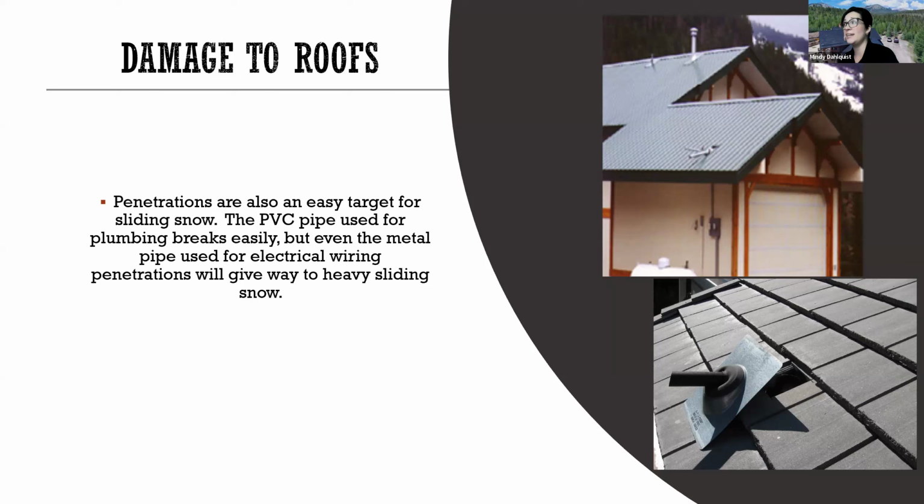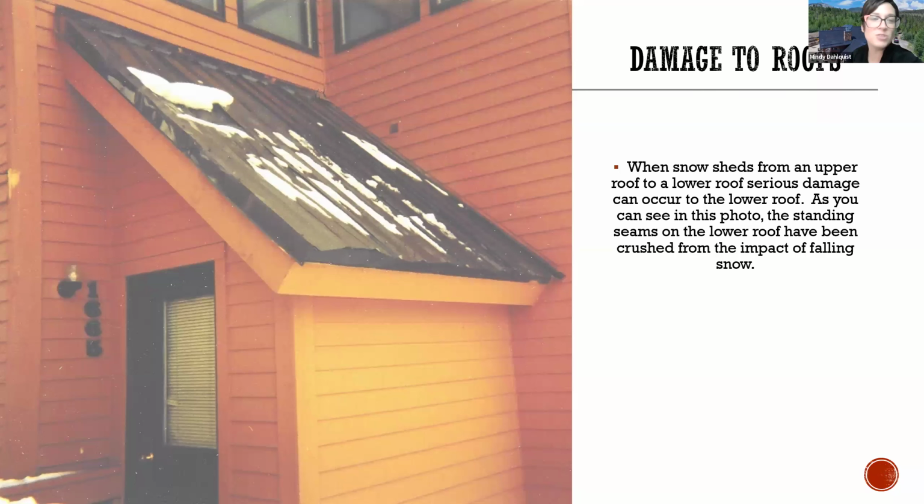So when the snow sheds from an upper roof to a lower roof, it most definitely is damage. It's a little hard to see in this photo. This is a Utah example. We manufacture out of Utah, so we get a lot of photos from there. But as you can see, this big old dent in there is just not supposed to be there.